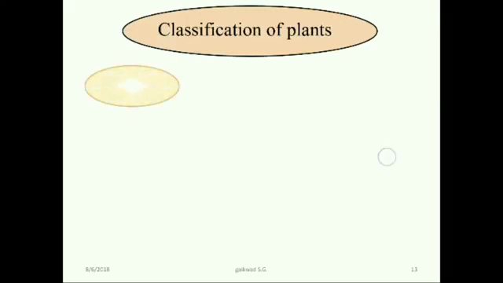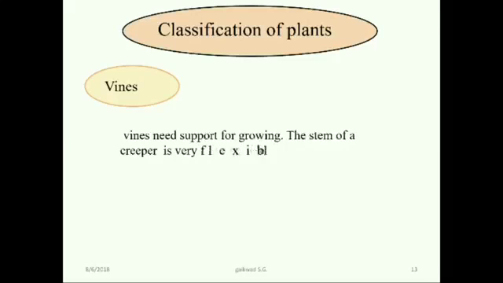The fourth one is vines. Vines means climber or creeper. Vines need support for growing. The stem of a creeper is very flexible, soft, and green in color.